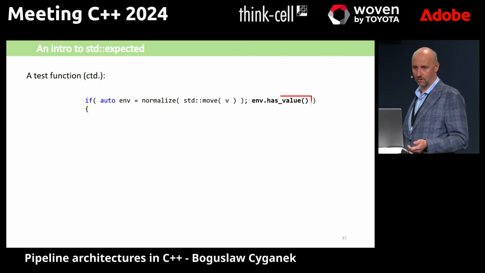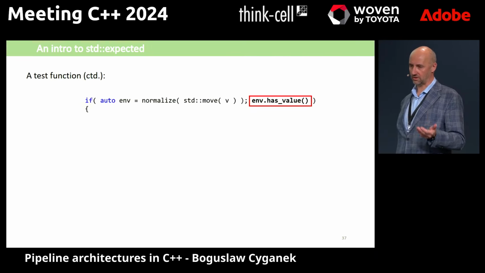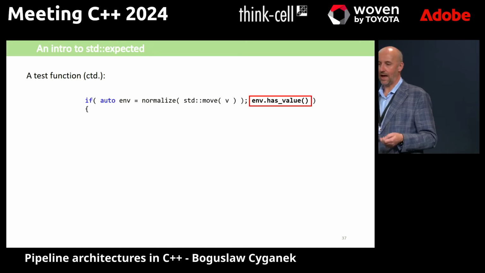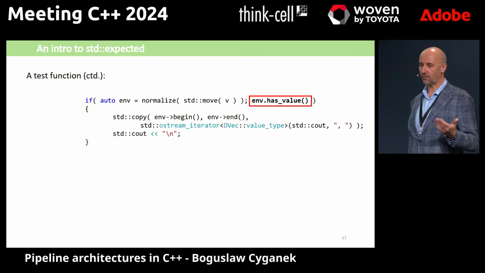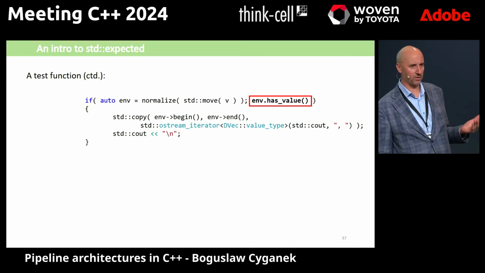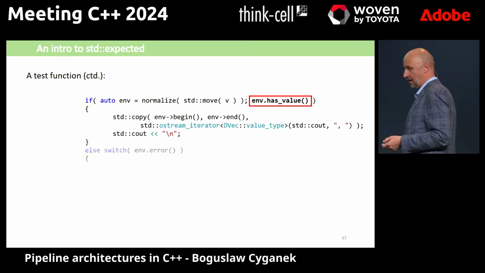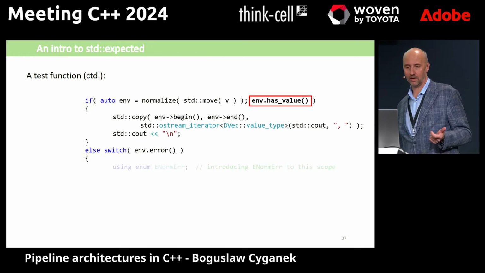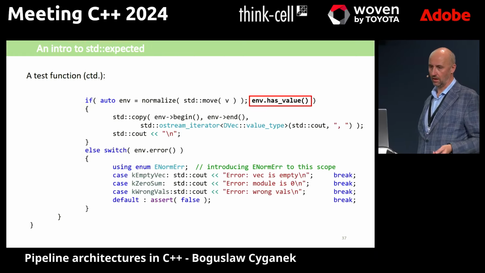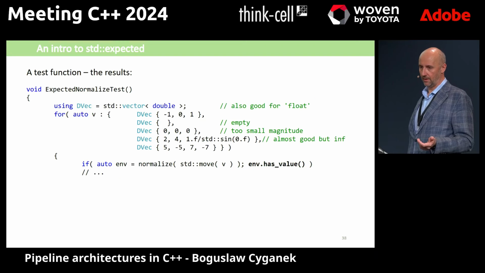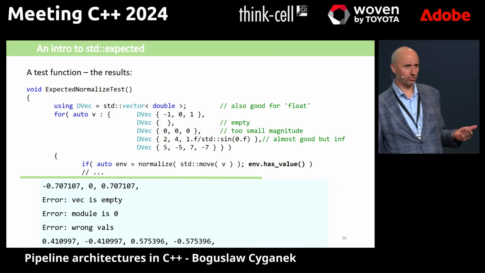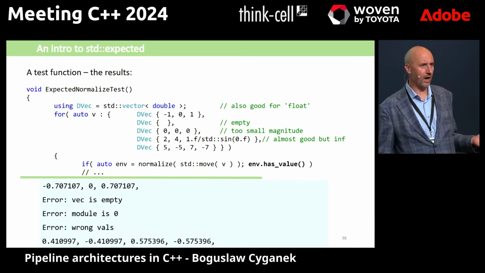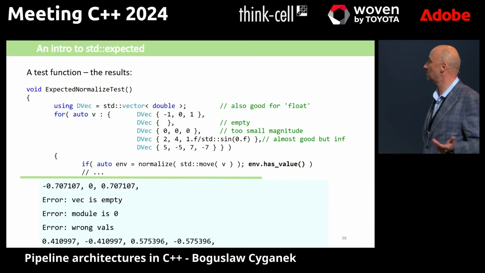So, continuing. We call this normalize on each of the vectors. And then we need to check if we have a value. If we have a value, then everything is probably okay, so we can print the results. But otherwise, we have an error, so we can just print something. If we go to the results, here they are. Thanks to std::expected, I avoided throwing, and I can deal with many possible errors.